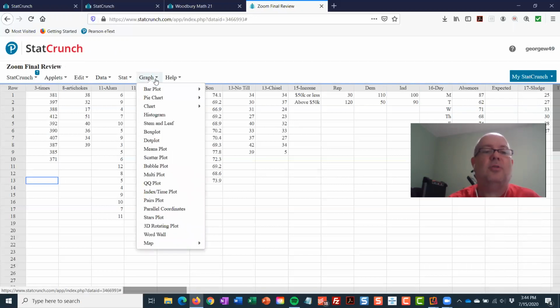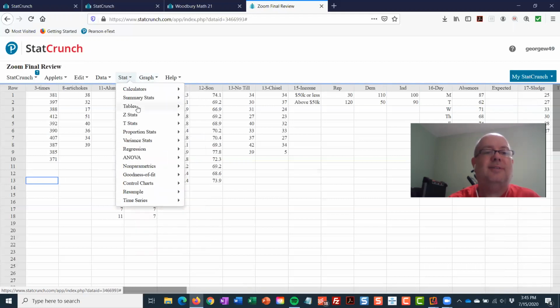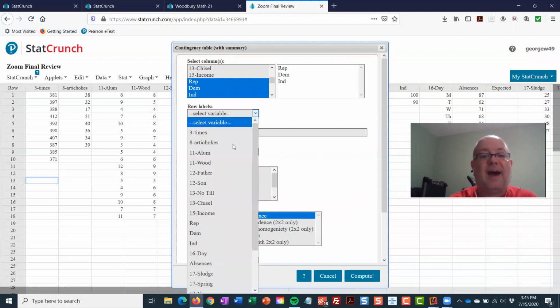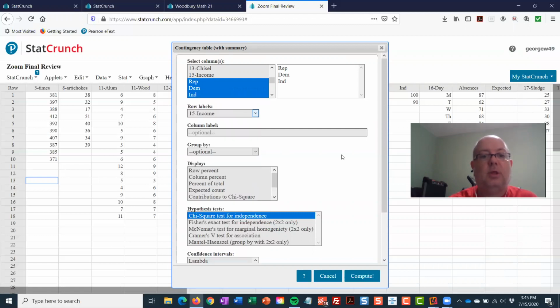All right, to calculate this is also on the difficult side for me to remember because it's not where the others are. This is under Stat, Tables, Contingency, with Summary. When it says to select the columns, what we have to select are the columns that have the counts underneath them. So that's Republican, Democrat, and Independent, not income. Income does not have any totals underneath it. The row labels, that is income.